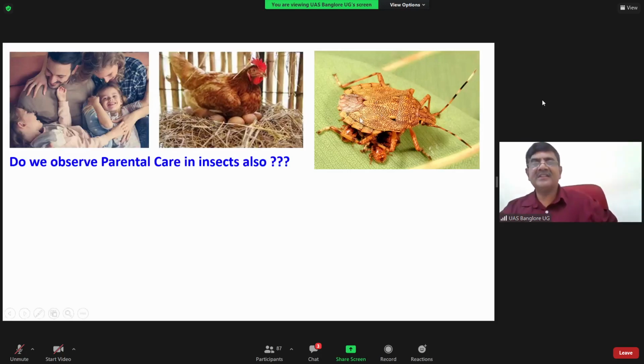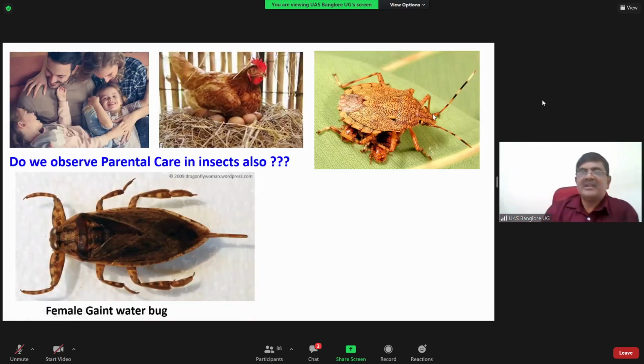If you look here, this is a bug. After laying the eggs, once the eggs hatch out, the nymphs will come out. The nymphs are guarded by the mother insect.